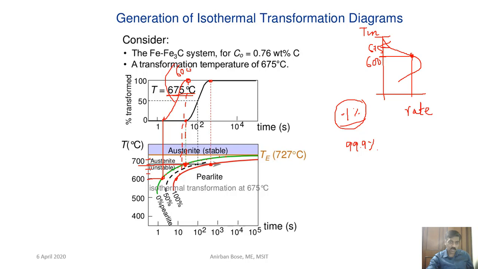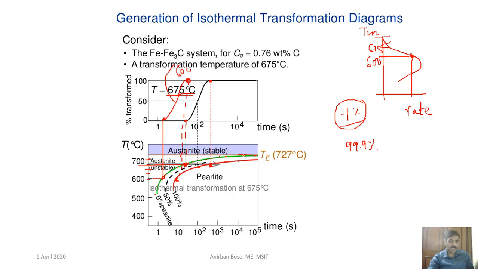And if we join all these starting points, then we will get a curve like this green one. This is called the pearlitic start curve, or 0% pearlite. That means the pearlitic transformation started, it's 0.1% pearlite. And this red curve corresponds to when the transformation ends. So in this way, at different temperatures, we can plot all the points, and if you join those points, or find the locus of the end points, you will get the pearlitic end curve.